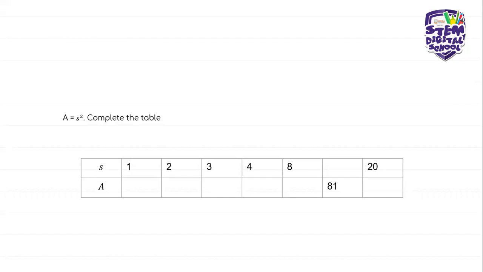Right, Savannah says you are going to multiply 2 by 2 to get 4. So that's correct, Savannah. The next one, the value of S there is 3. Can we find the area? Let's quickly find the area when the side is 3.